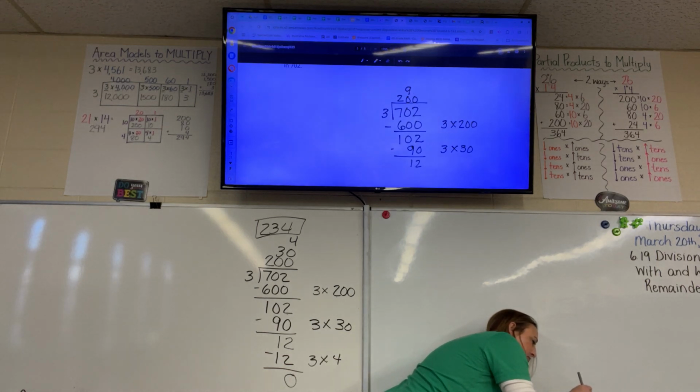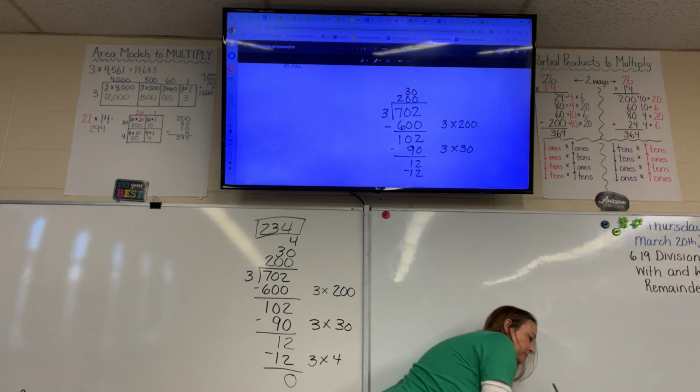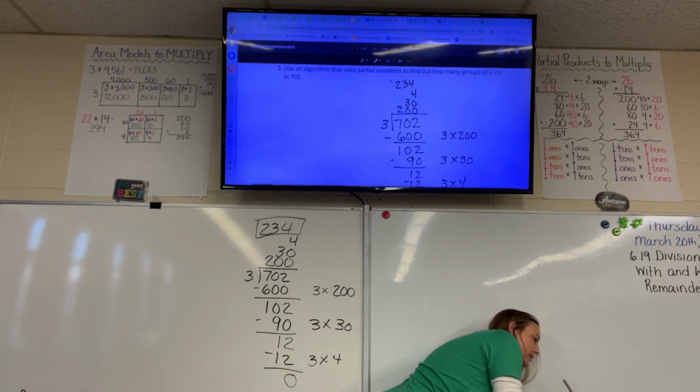I lost my train of thought there. We put our 30 up here. Sorry about that. Then we subtract 12 because 3 times 4 is 12. And we put our 4 up here. So our answer is 234 with a box around it.